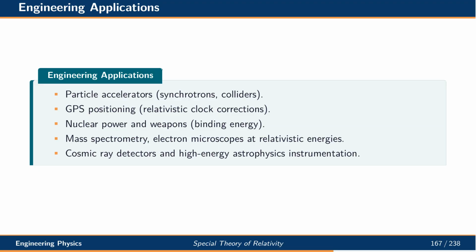Special relativity has many engineering applications. Particle accelerators including synchrotrons and colliders rely on relativistic dynamics. GPS positioning systems include relativistic clock corrections. Nuclear power and weapons exploit mass-energy equivalence through binding energy. Mass spectrometers and high-voltage electron microscopes operate at relativistic energies. Cosmic ray detectors and high-energy astrophysics instruments are also designed using.